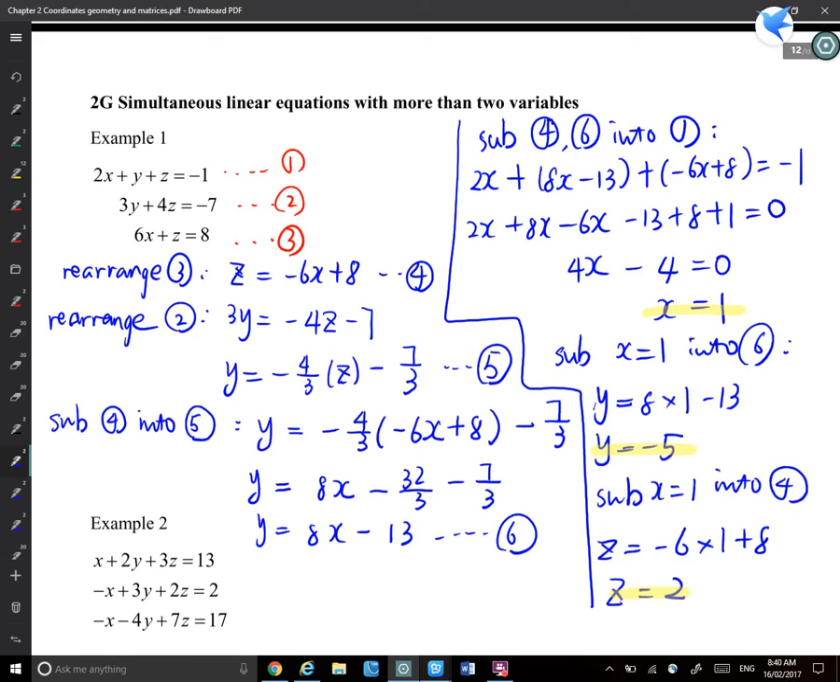So for two equations, what we have done is just put x in terms of y and sub that back. So now for 3 equations it is the same. For 3 equations it is the same.